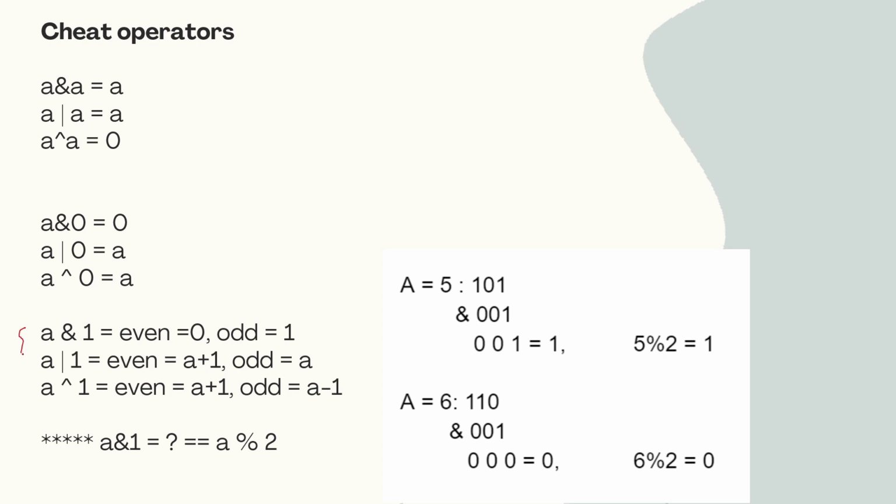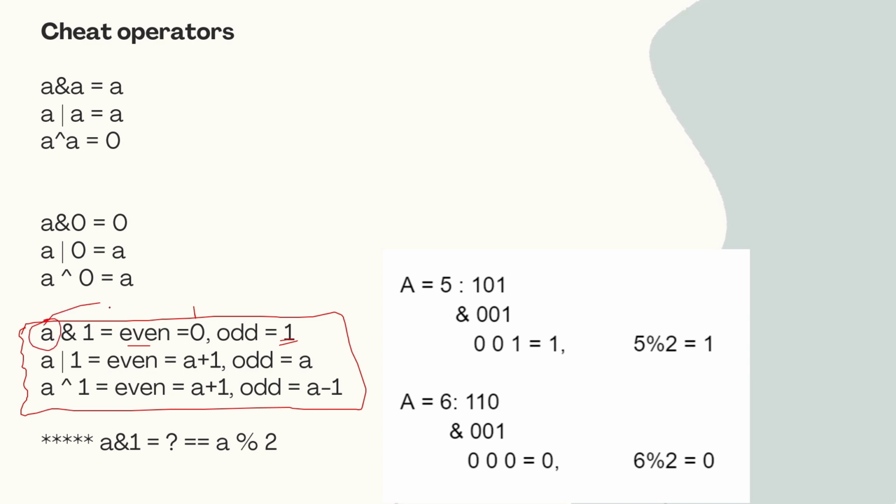So similarly, you have another set of cheat operators. I would like to leave these cheat operators to you. You try to work on it, right? Of course, I will explain it in the next video. But if you work on it, then you will get to know. Here I've written something like even equal to 0, odd equal to 1. What does this mean? That means if this integer a is even, then you are going to get 0. But if this a is odd, then you are going to get 1.